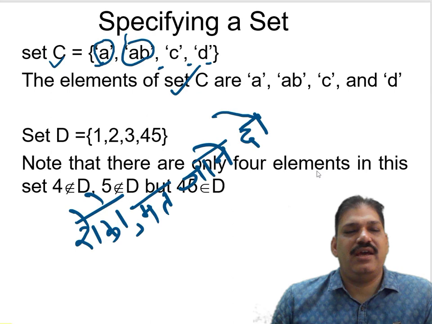So comma plays an important role while specifying a set. So we must take care to put the commas. The element should not be repeated.